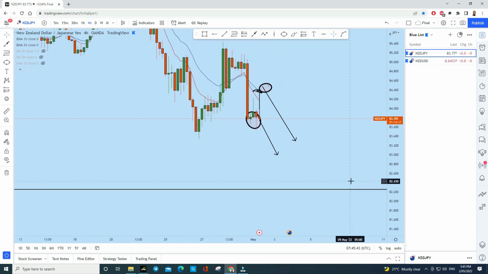These are the two plans that we will be using for NZDUSD and NZDJPY. Let's see how the candle is closing.